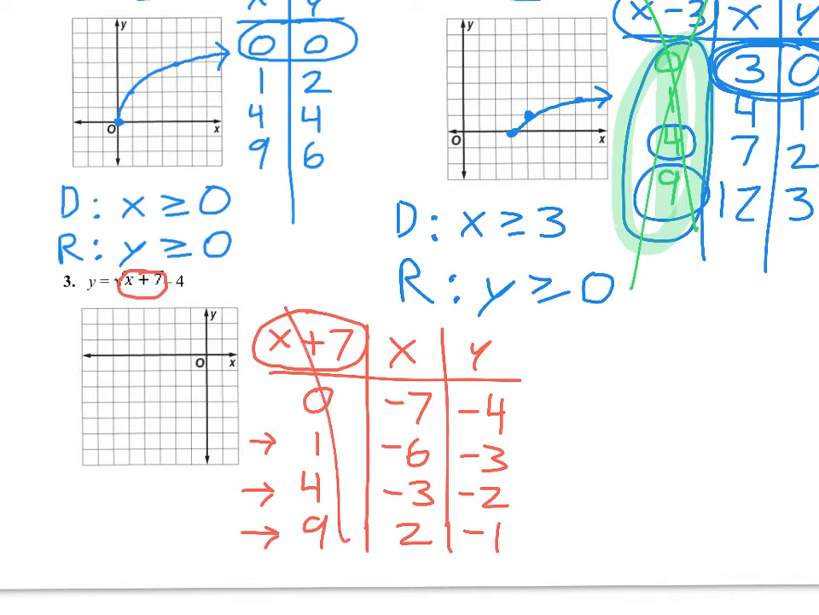Alright, so I'm going to cross this out so I don't accidentally graph those. The first coordinate is negative 7, negative 4. Then we have negative 6, negative 3. Negative 3, negative 2, and 2, negative 1.